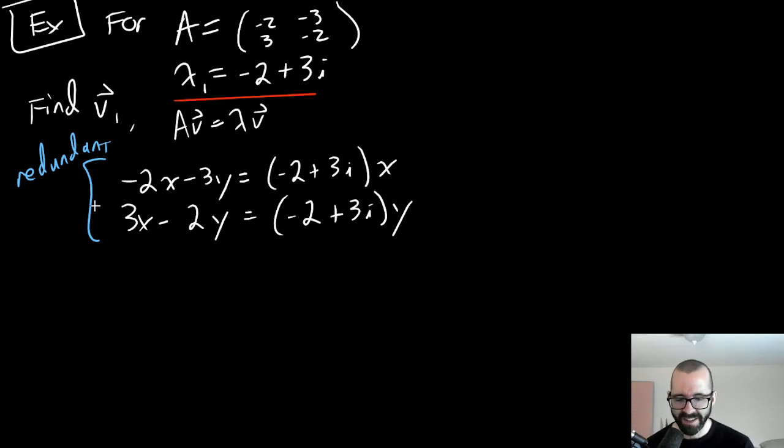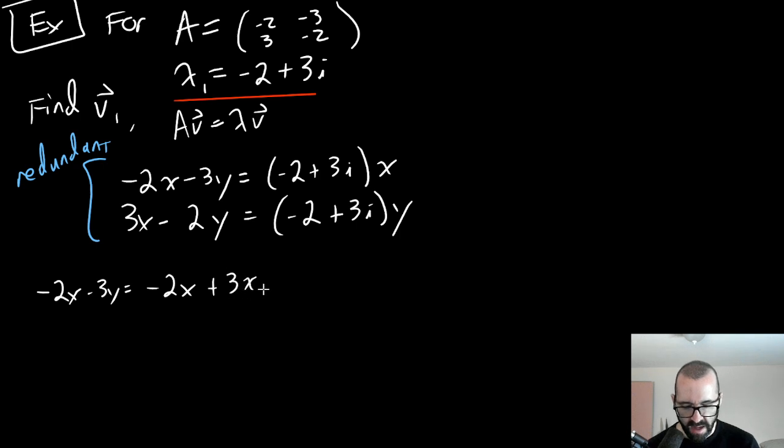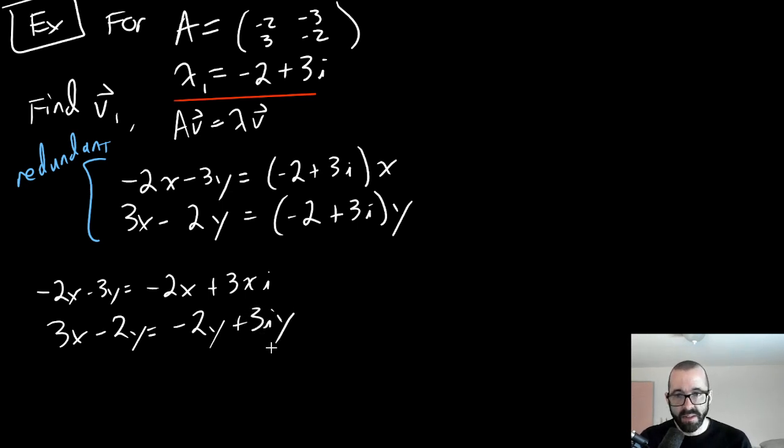Let's simplify a bit. So what do we have here for these equations? These equations become -2x plus 3xi. We're going to keep the real part and the imaginary part separate. On the other one, don't panic, everything's fine. On the other one, this becomes 3x minus 2y equals -2y plus 3iy. And again, I'm saying that these should be redundant.